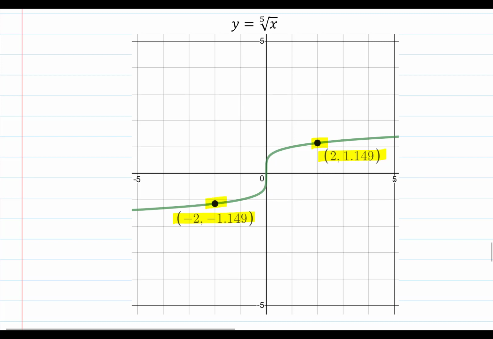And so, as we know, based on symmetry with respect to the origin, a graph is symmetric with respect to the origin if for every point (x, y), there is a corresponding point which is the opposite of x and the opposite of y. And these two points are examples of that relationship, and this happens to be true for every point on the graph.